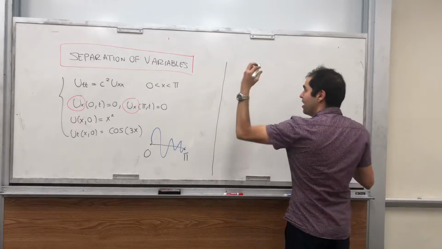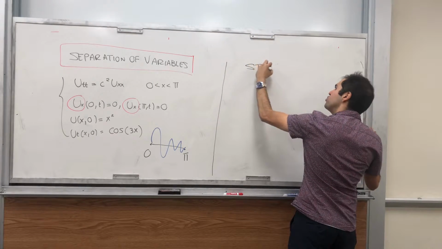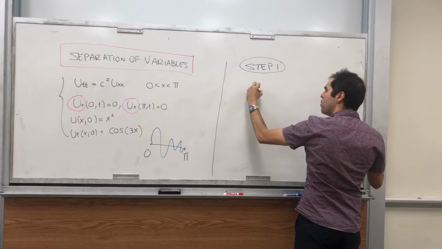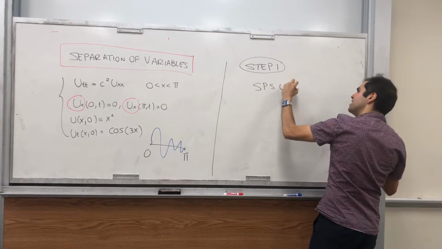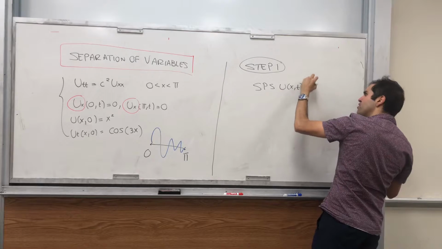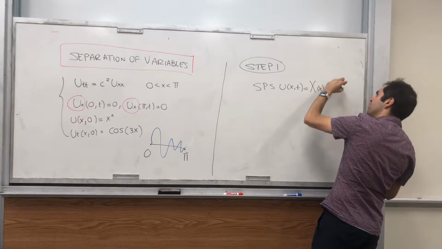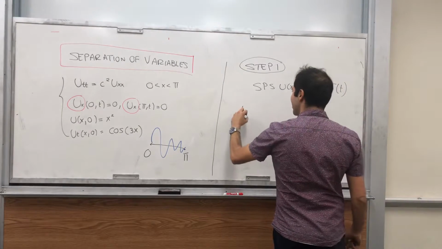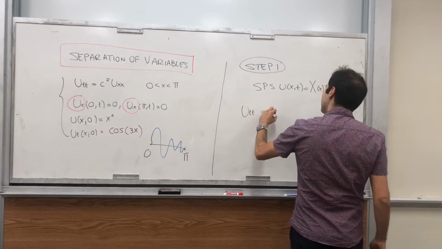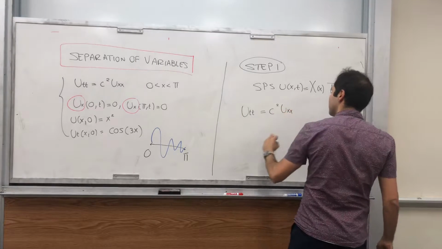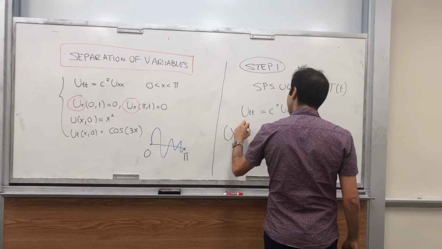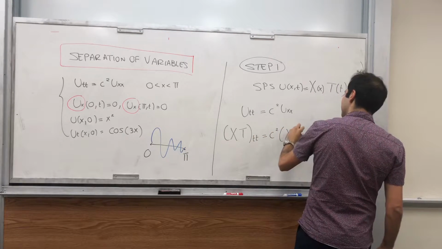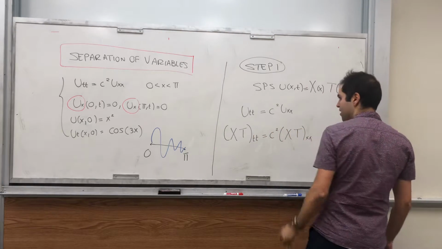And again, luckily the steps are the same as usual. So step 1, we separate variables. Suppose u(x,t) is a function of x times a function of t. Then plug that into the wave equation. So u_tt equals c squared u_xx. That means (X times T)_tt equals c squared (X times T)_xx.